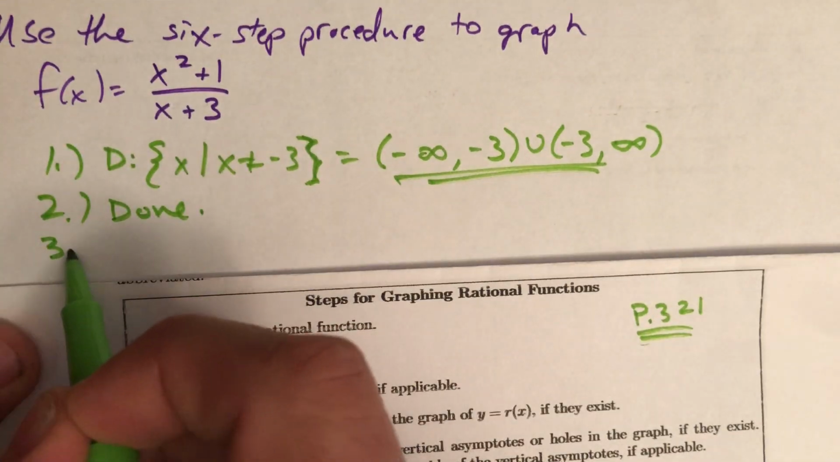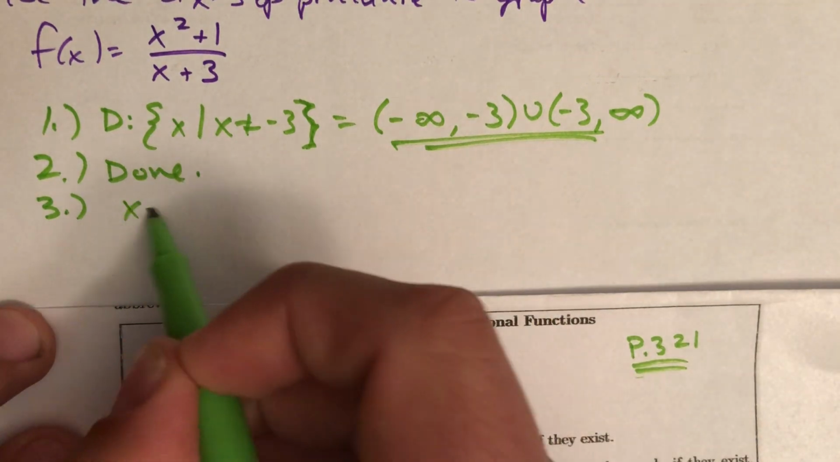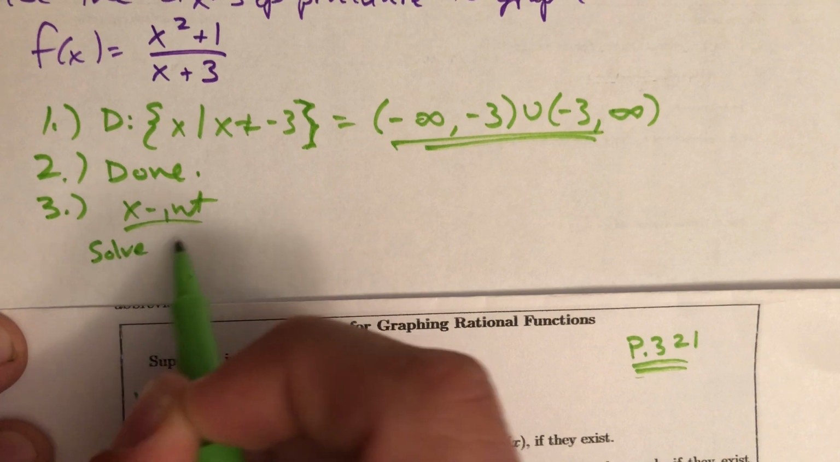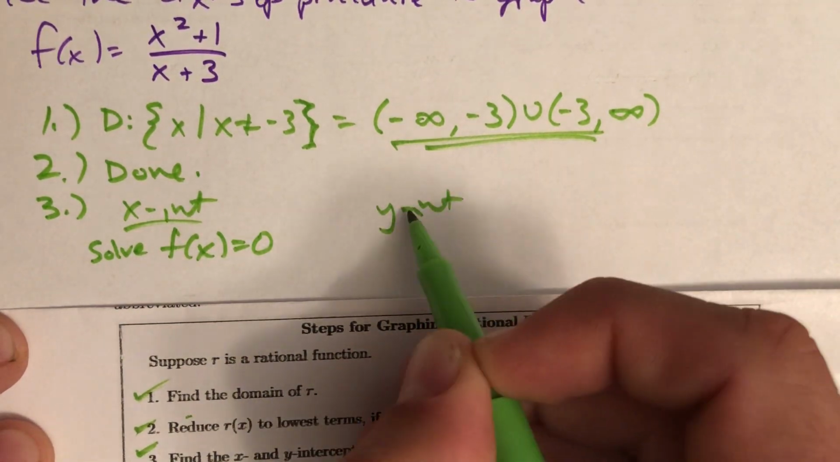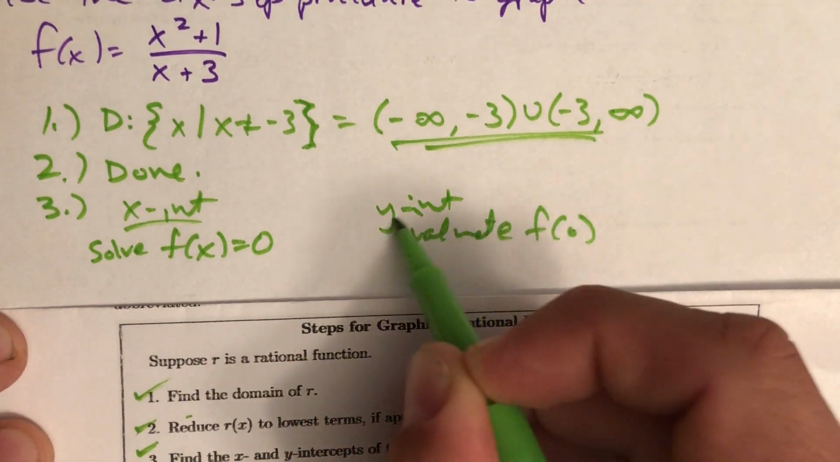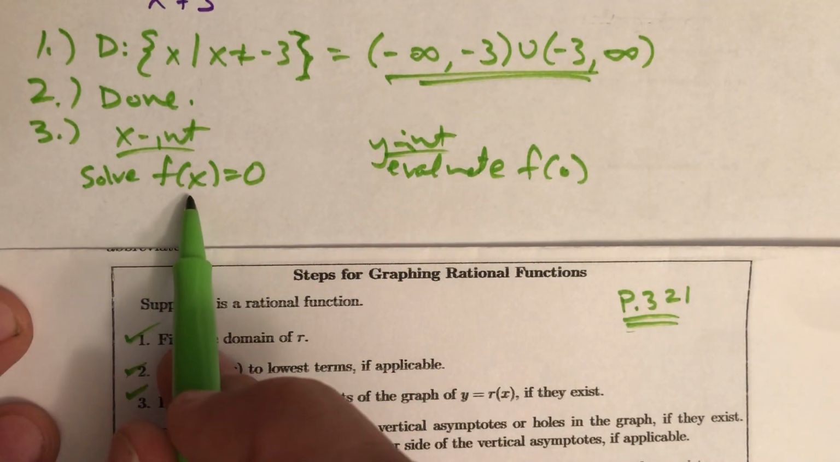Step 3, we're going to find x and y intercepts. We can do this pretty quickly. X-intercepts, we've been doing this for a while. We're going to solve where the function is equal to 0, and y-intercepts, we're going to evaluate f of 0. Okay, so we can crank on through. Solve where the function's equal to 0.